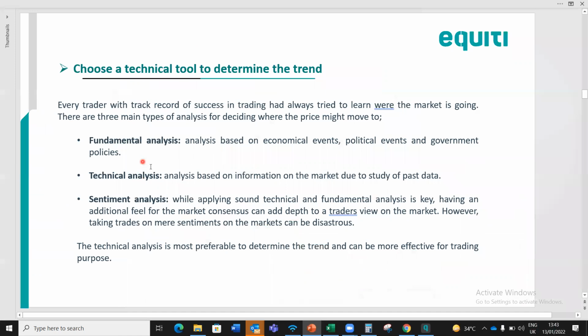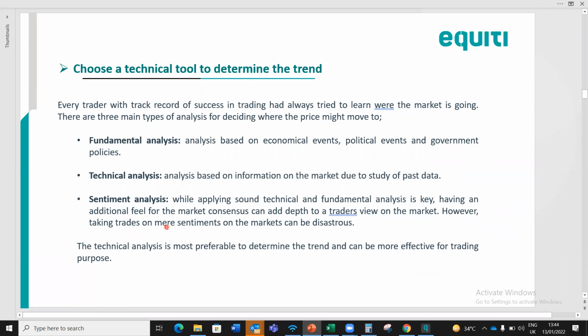All right, so that is for fundamental analysis. Keep abreast of news. Then the technical analysis we already have covered in the intermediate courses. It's an analysis based on information on the market, from the study of past data that we talked about in the intermediate course. Then sentiment analysis.